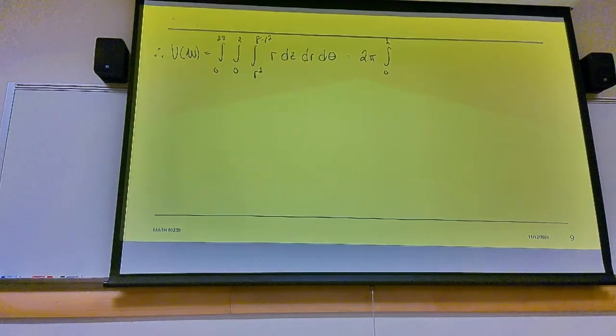I'm going to factor out a 2. 4r minus r cubed, integral from 0 to 2. 2r squared minus a quarter r to the fourth, from 0 to 2, which is 4. It is 4. Volume is 16 pi cubic units.